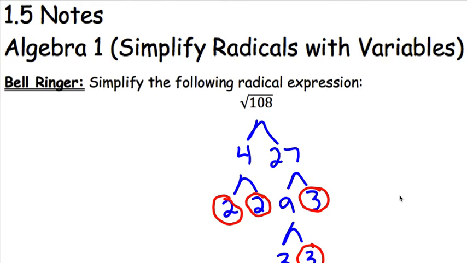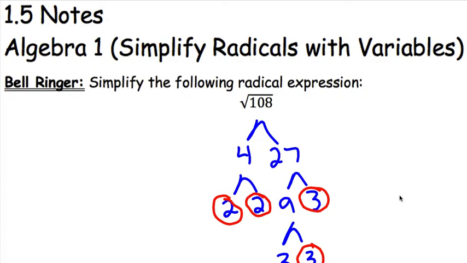Last set of notes for Chapter 1. And what we are doing today is simplifying square roots where we have some variables in it. And we're also going to be throwing in not only square roots, but third roots and fourth roots. So we're going to start off by reviewing our simplifying square roots. I know this was something that a couple people were getting a little bit confused on, so let's review this.